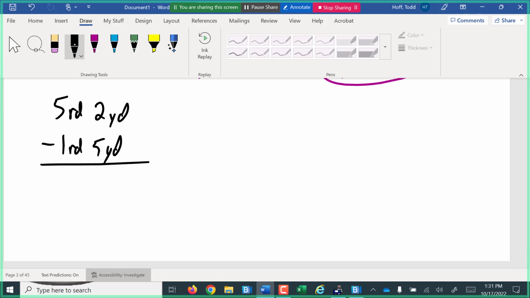So we might have 5 rods, 2 yards, minus 1 rod and 5 yards. Again, we start on the right and we work our way back to the left. 2 yards minus 5 yards can't be done. So we're going to borrow from the 5 rods to make it 4 rods. The 2 yards will become how much?